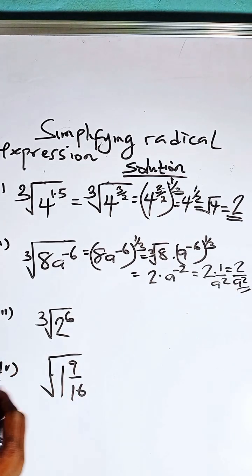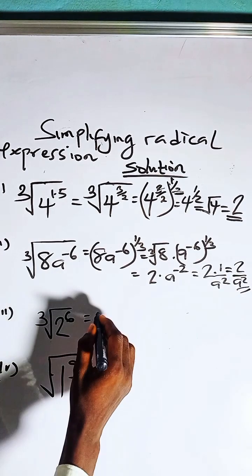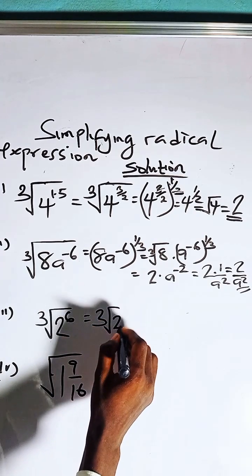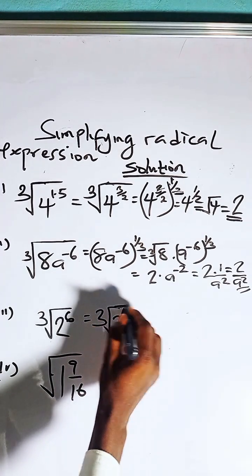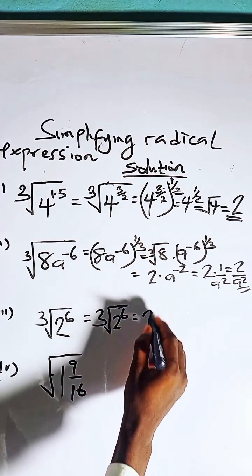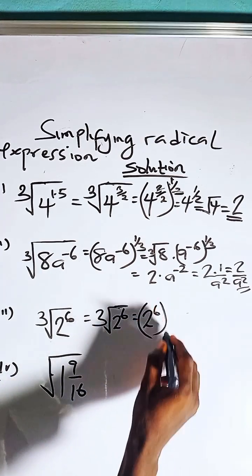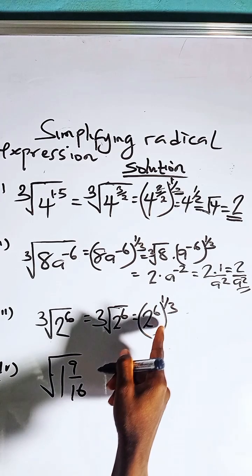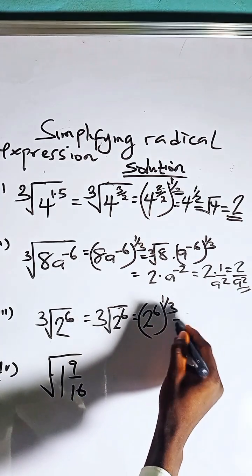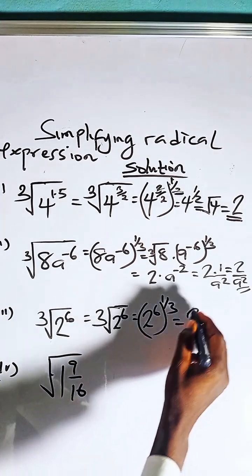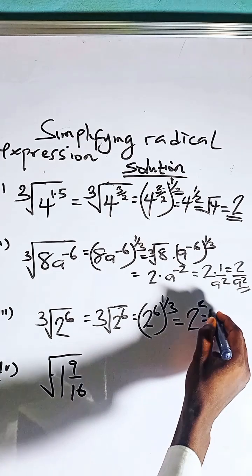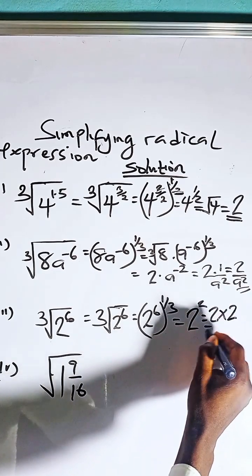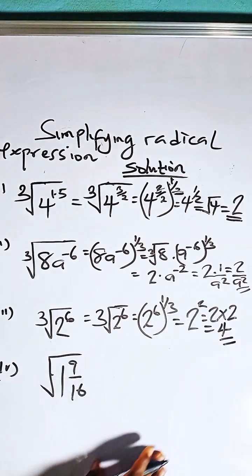For the third expression, we have the cube root of 2 raised to the power 6. Here we can have this as 2 raised to the power 6, everything raised to the power 1 over 3. We are applying the exponent rule here, so we have 2 raised to the power 2, and 2 raised to the power 2 is 2 times 2, that gives us 4.